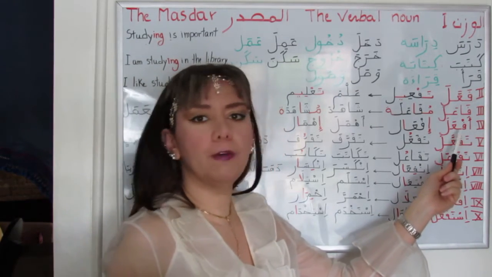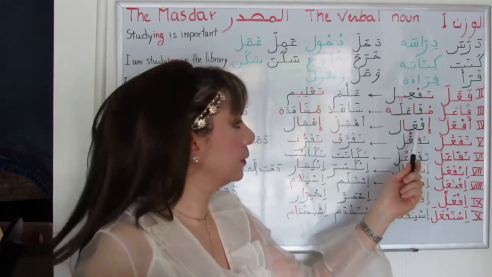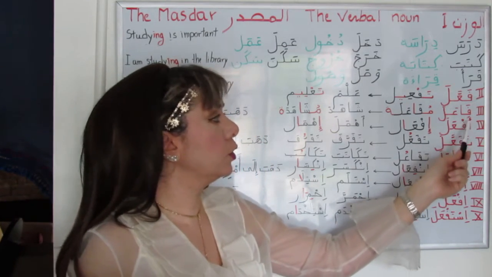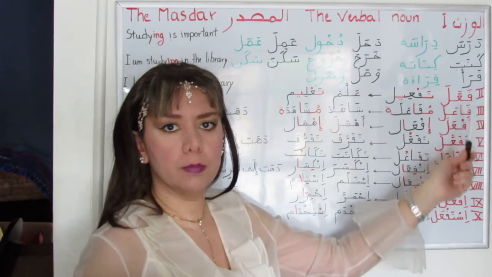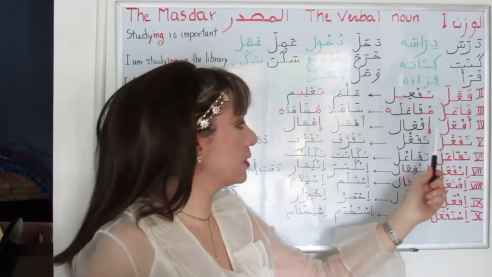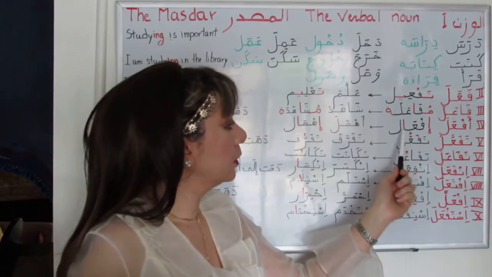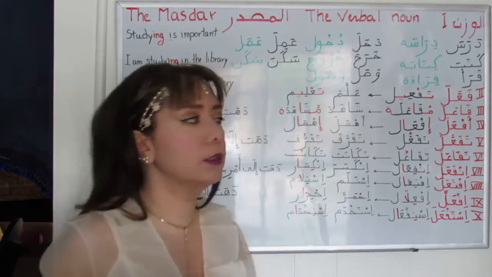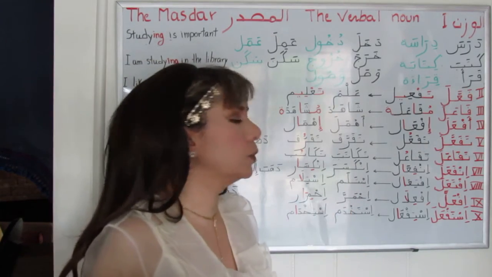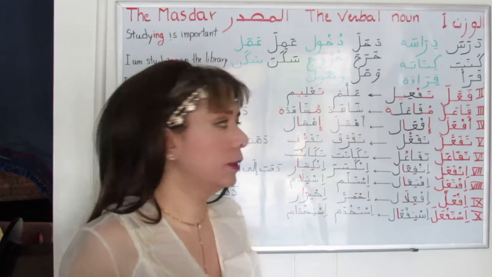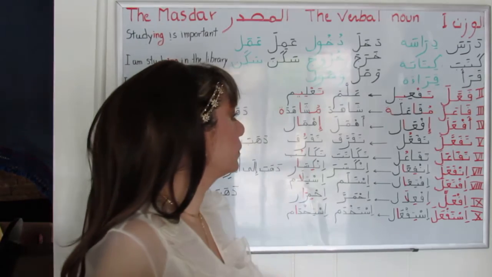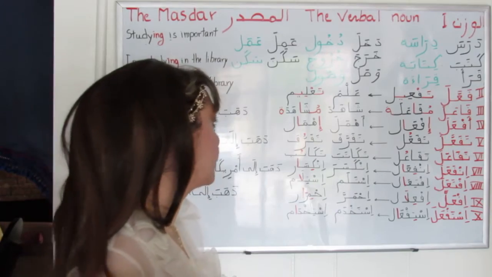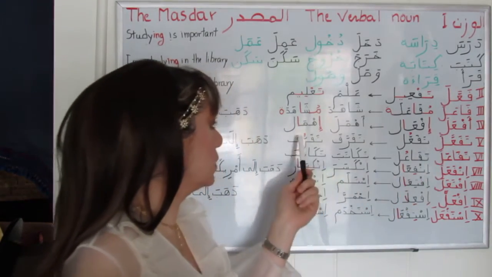Fourth one, af'ala, if'al. Here we just changed the short vowel of hamza from fatha to kasra, and then we added a long vowel alif after the second radical. So ahmala, to neglect. Ahmala, ihmal. Ihmal, it's carelessness. It's easy, very easy.